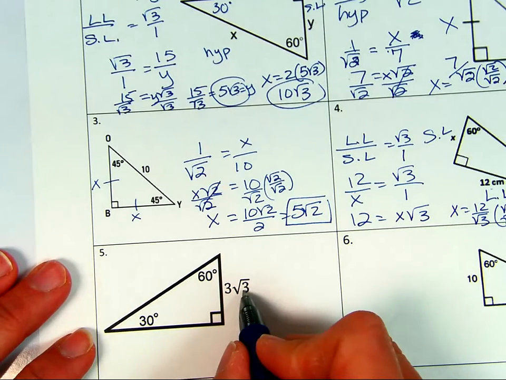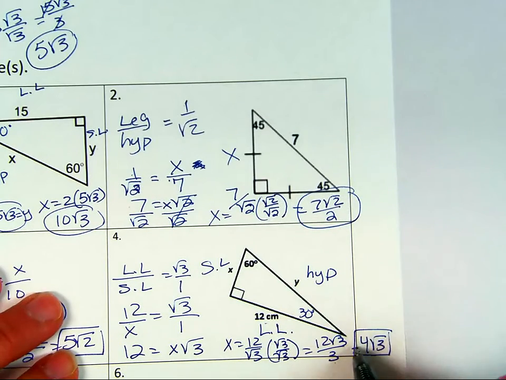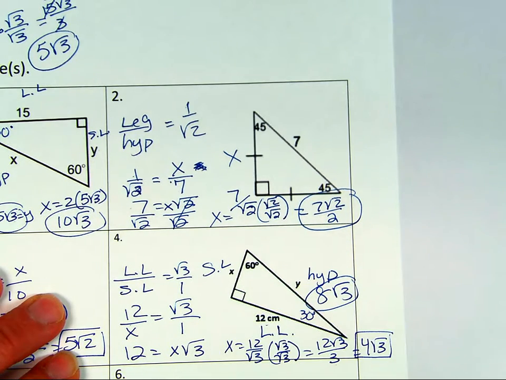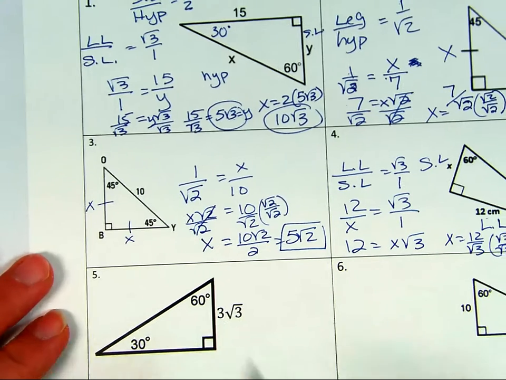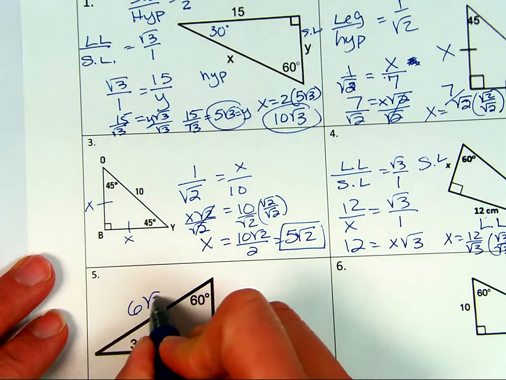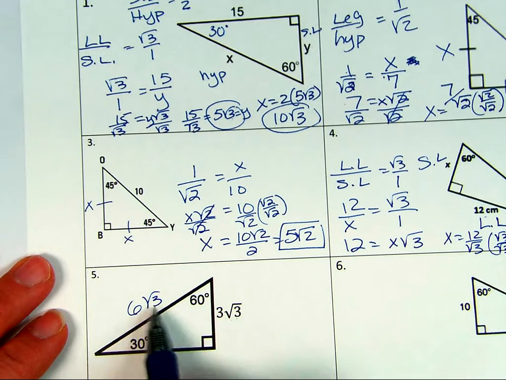Okay, here we go, 30, 60, 90. Now I have the short leg. Oh, I forgot to find y over here, didn't I? Sorry. Okay, the hypotenuse is just whatever the short leg is times 2. So that's going to be 8 square roots of 3 for y. That was x. Okay, so I have the short leg. So to me, it's really easy to find the hypotenuse. I just double it. So 3 square roots of 3 doubled is 6 square roots of 3.